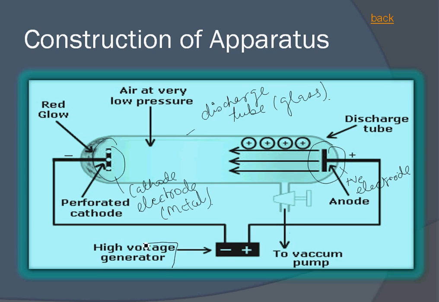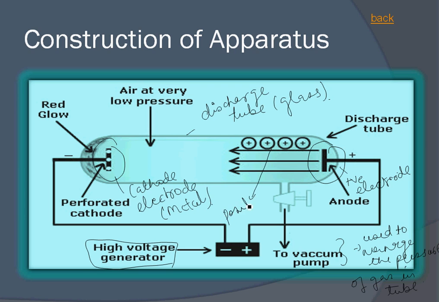This is a high voltage generator. And this is a vacuum pump used to manage the pressure in the tube. There is the pressure of a gas in the tube. These are basically the positive rays coming from the anode side. We also call them anode rays or the canal rays.